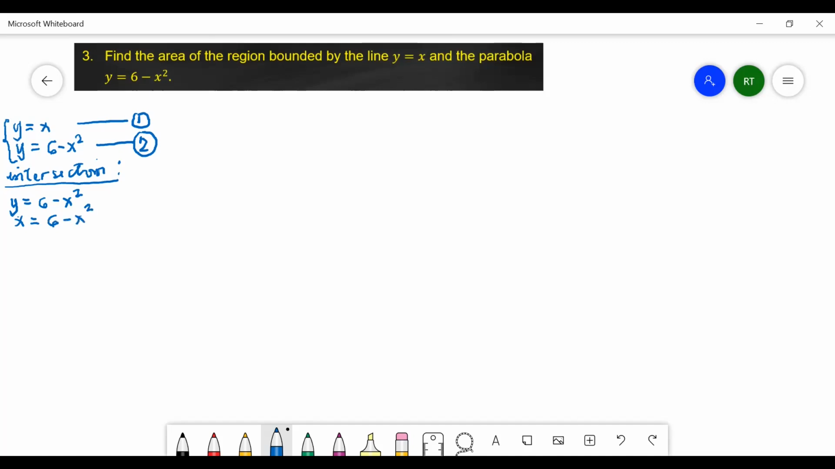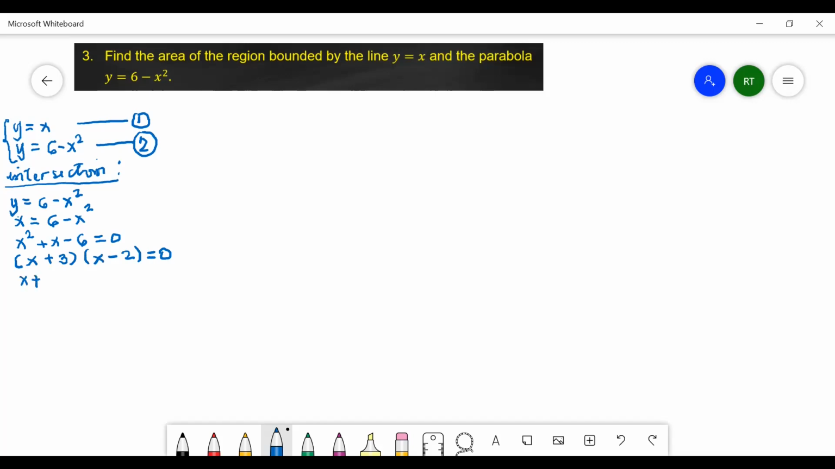If we transpose 6 minus x squared to the left side of the equation, this will give us a second degree equation, x squared plus x minus 6 is equal to 0. To determine the values of x, we can factor the left member. The factors are x plus 3 and x minus 2, and we equate this to 0. Equating each linear factor to 0 will give us the x values of the points of intersection.